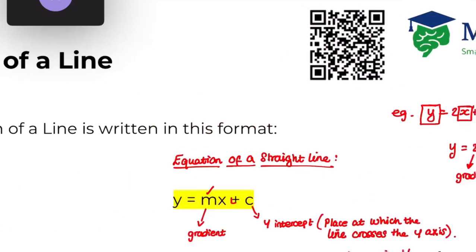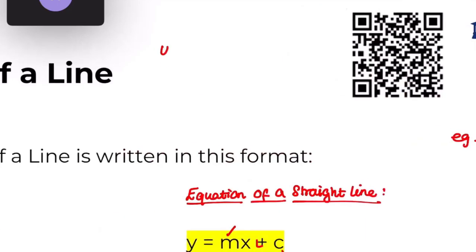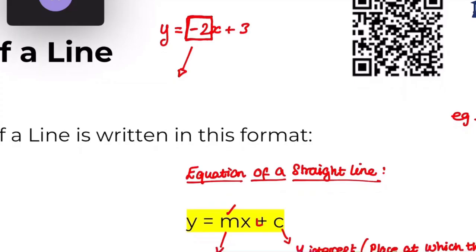If I showed you another example, let's say we did y equals -2x plus 3, we can see that the gradient of this line is the thing which is next to the x. This is the gradient of the line.